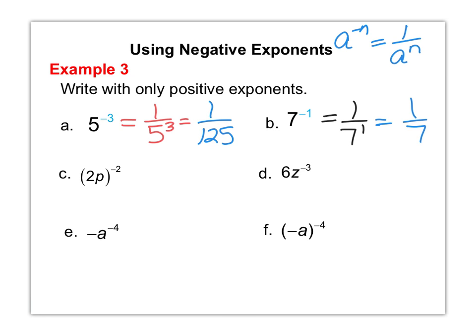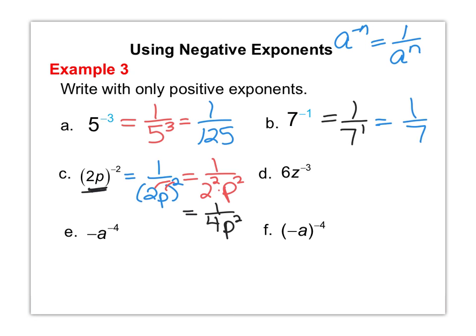In part C, we have the quantity of 2p to the negative 2 power, and that can be written as 1 over 2p to the second power. And this, using the power rule for exponents, we can write as 1 over, you want to make sure to share that power of 2 for each of those, 2 squared times p squared. And then to simplify one step further, we can write this as 1 over 4p squared. And again, going back to the fact that the entire quantity 2p was raised to the negative 2 exponent, we moved it to the denominator.